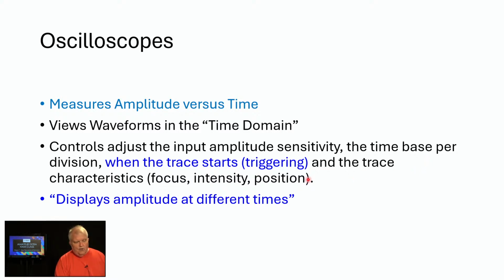And also you can control when the trace starts, known as triggering. And there's also then focus, intensity, and position. But we can say that an oscilloscope displays amplitude at different times. That's their definition, not mine, but know about that.